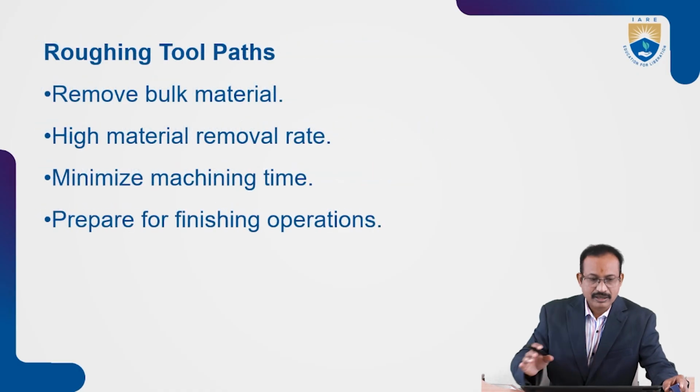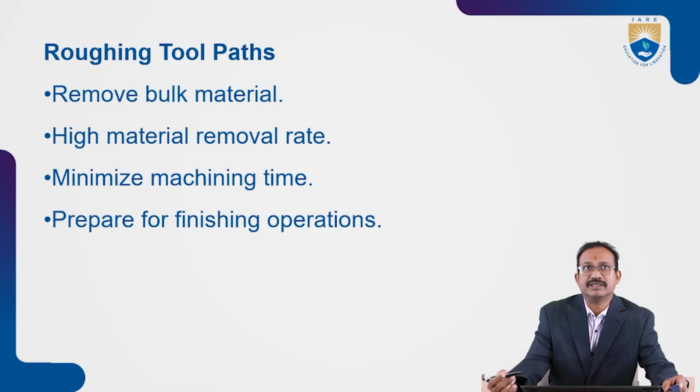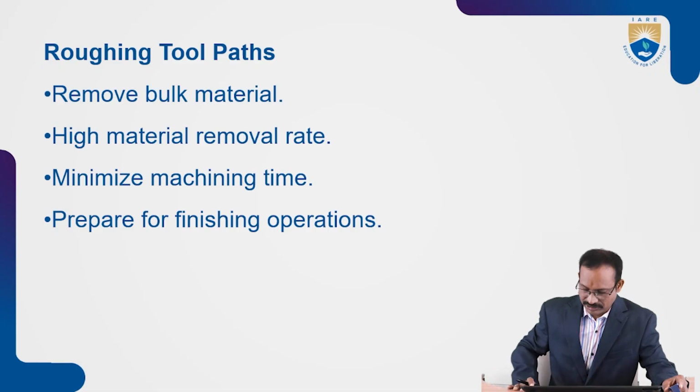Roughing tool paths. Remove bulk material. Roughing indicates removing the bulk material, huge volumes of material. High material removal rate occurs in this, minimizing machining time. Prepare for finishing operations. Before finishing, we have to remove the bulk volume of material, so that it will be the preparation for finishing operations.